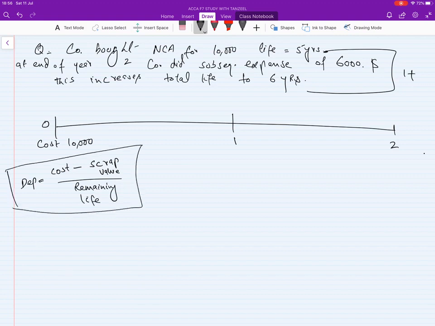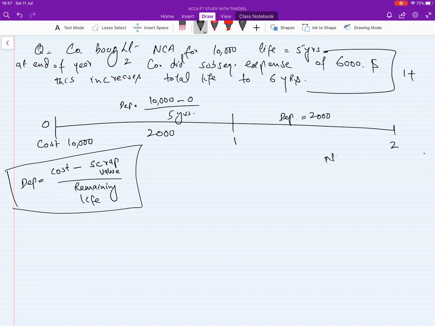This is the formula for depreciation. How do you calculate depreciation? Cost minus any scrap value, divided by remaining life. So for 1 year you can calculate it this way: 10,000. Do we have any scrap value? No, so minus 0, divided by 5 years. It means 2,000 was your depreciation for year 1. Year 2, again, depreciation is 2,000.